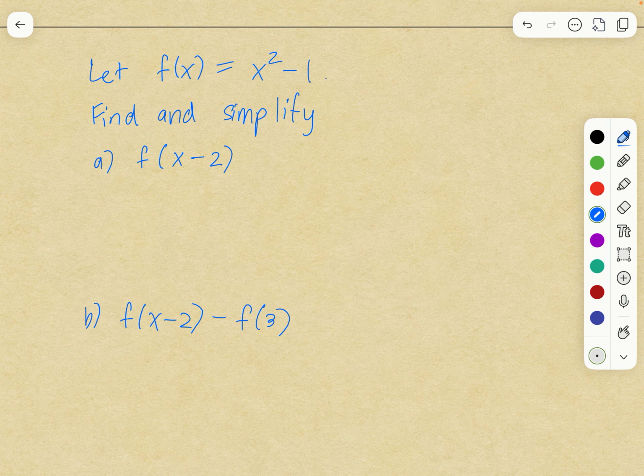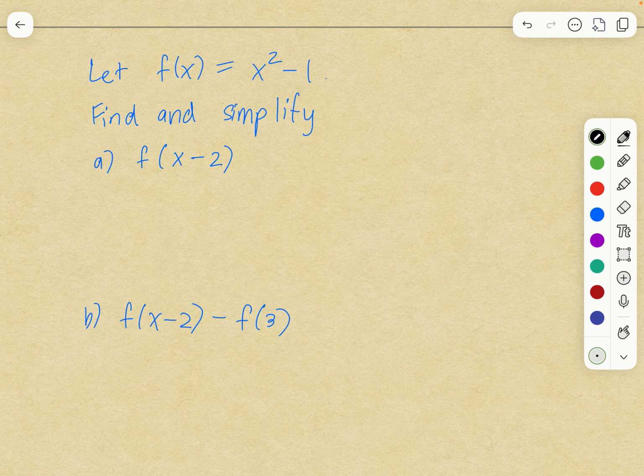In this example, it says let f of x equal x squared minus 1. Find and simplify. So part A is f of x minus 2, and B is f of x minus 2 minus f of 3. So for part A, it says f of x minus 2.